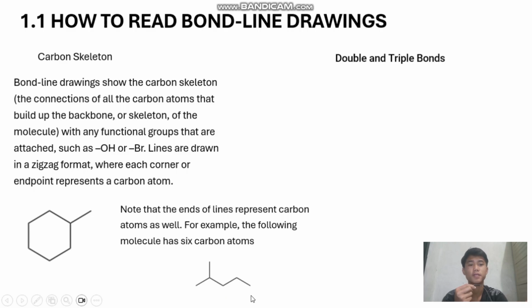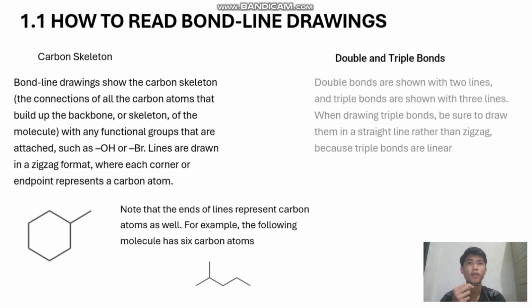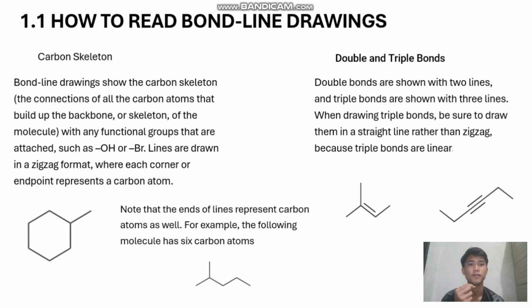Double and triple bonds. Double bonds are shown with 2 lines and triple bonds are shown with 3 lines. When drawing triple bonds, be sure to draw them in a straight line rather than zigzag, because triple bonds are linear. So we have these drawings here. We have the double bond, and this is the triple bond.